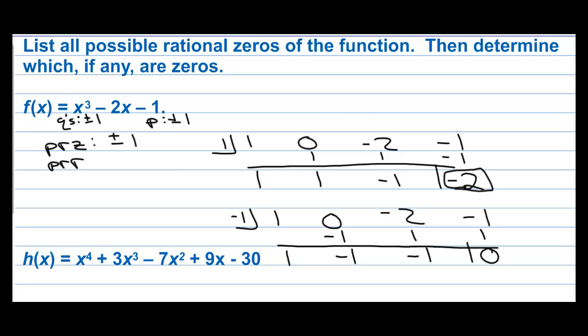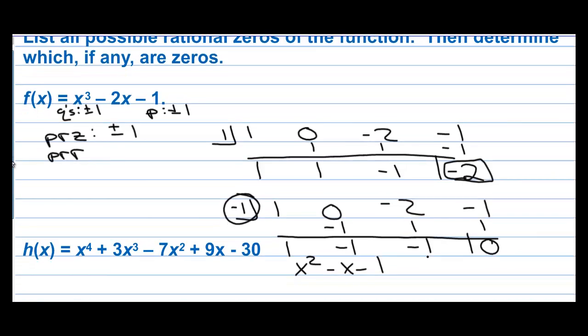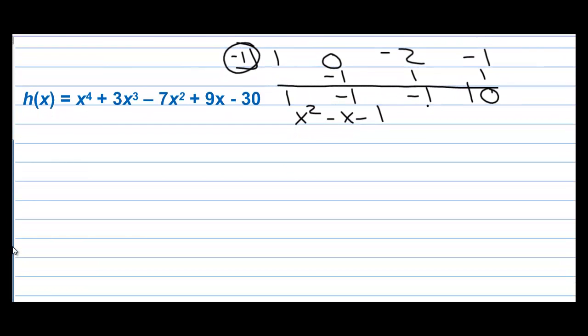And there are no factors of negative 1 that add up to negative 1. What we have left is x squared minus x minus 1. That doesn't factor, so the only rational 0 is negative 1. Let's look at h of x.